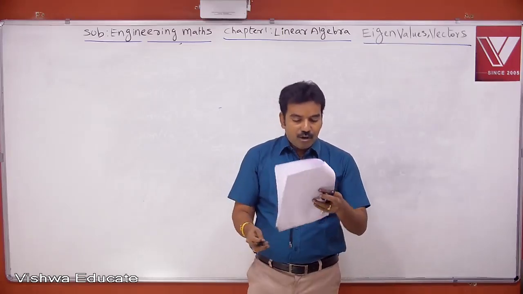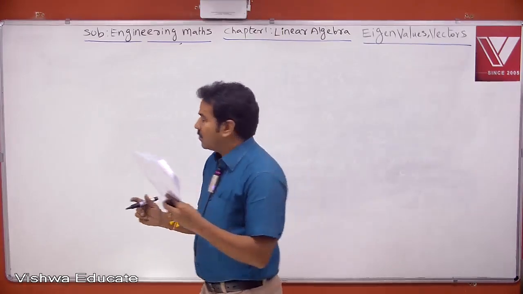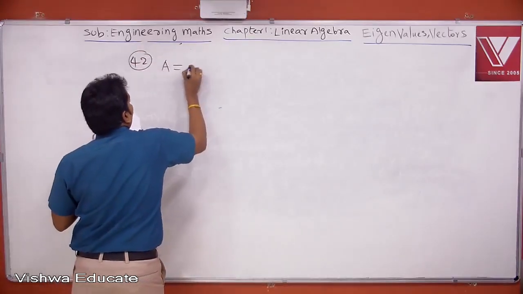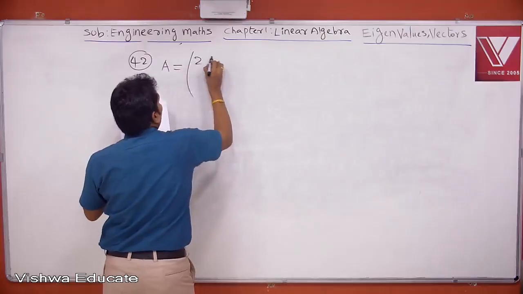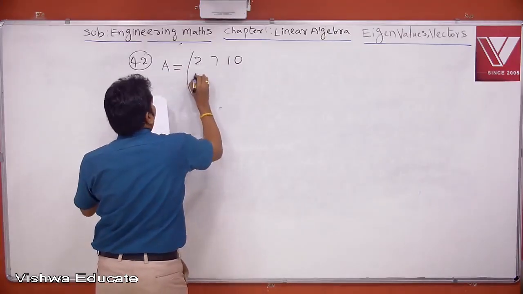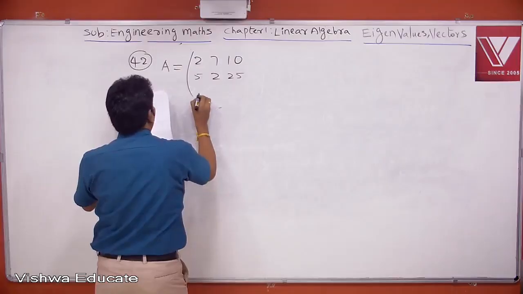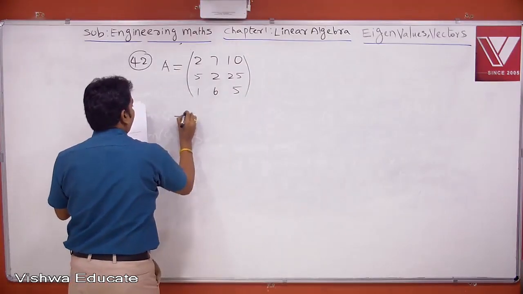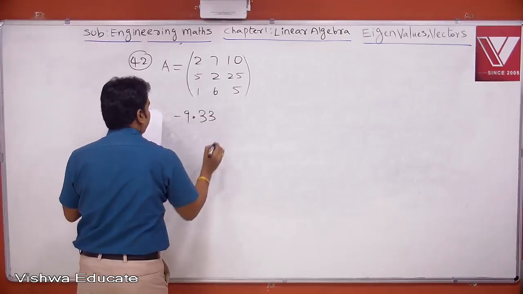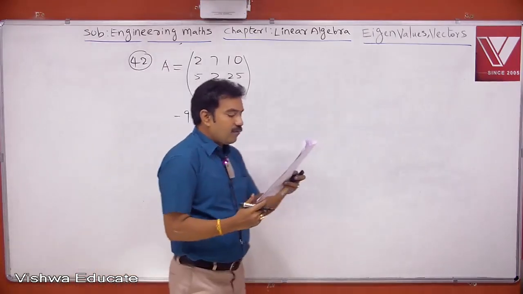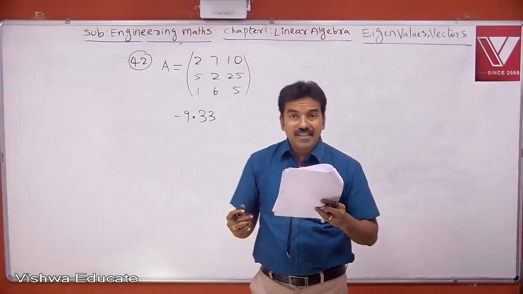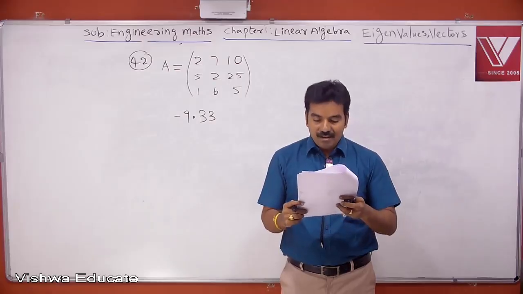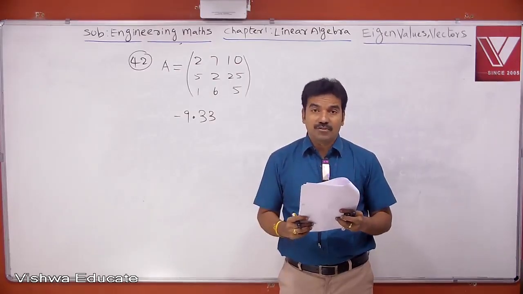One of the eigenvalues of the matrix A equal to [2, 7, 10; 5, 2, 25; 1, 6, 5] is minus 9.33. They are asking for one of the other eigenvalues of A. It is a 3 by 3 matrix, and one of its eigenvalues is given as minus 9.33, and they are asking for one of the remaining eigenvalues.